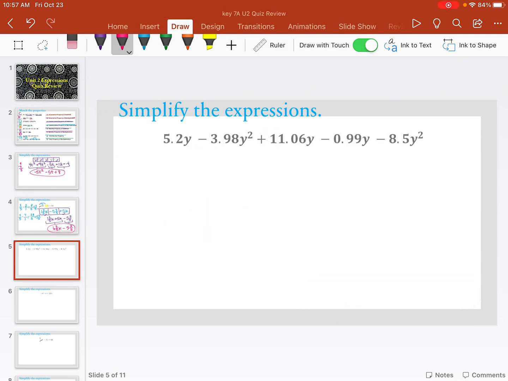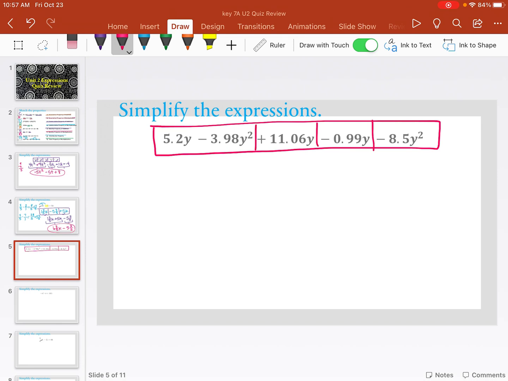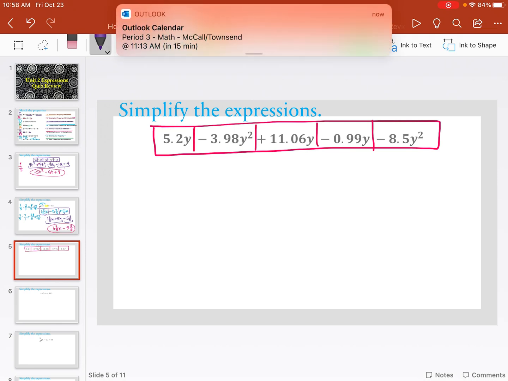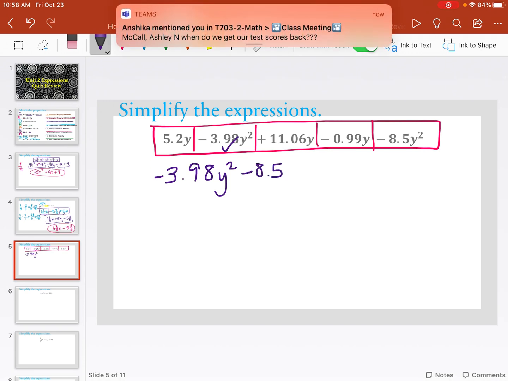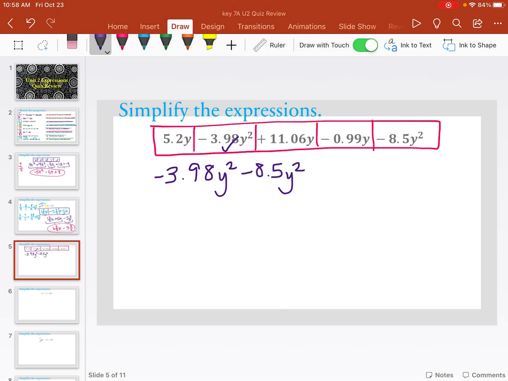All right, I don't see any parentheses, so we're just going to start by training it up. And then I am going to find my families. So I have, let's see, y squared is what I'm going to do first. So I'm going to do minus or negative 3.98y squared. And then minus 8.5y squared. Okay, there's my y squared family.